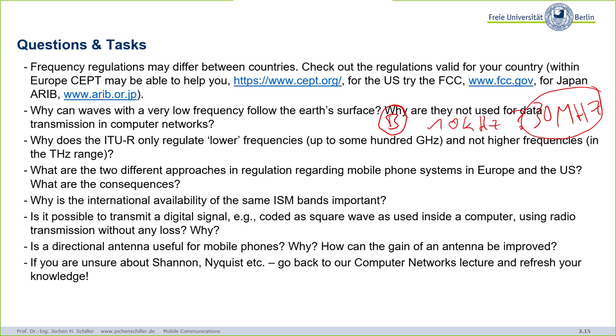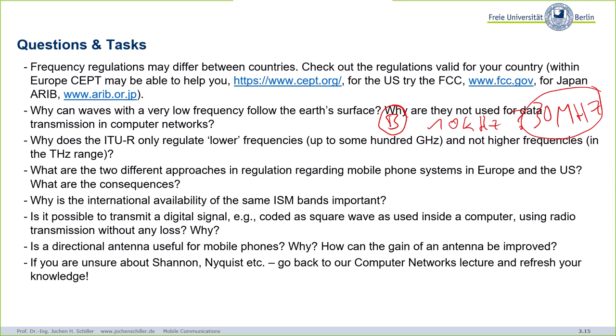Okay. So then a bit more about standardization, just that you understand the approaches. If you listened to the videos, you learned a bit about how Europe is doing this and how the US is doing this. Does anyone have an idea what the consequences are of the different ways? I can also explain them again, but maybe already someone has an idea. Maybe someone really watched the videos. Big silence.